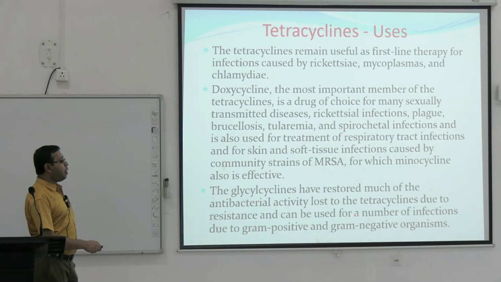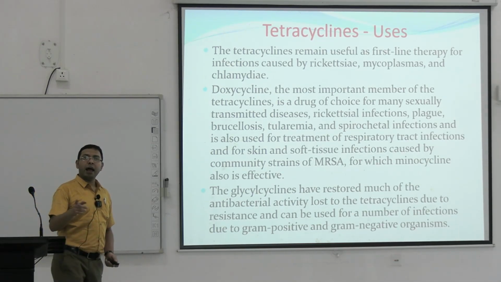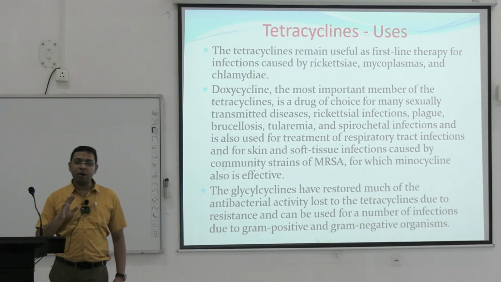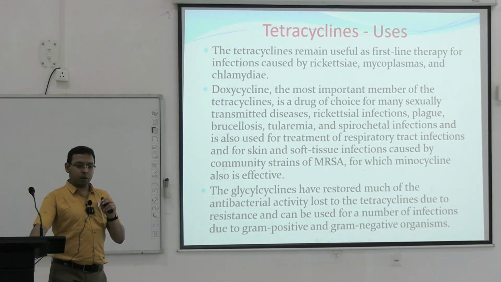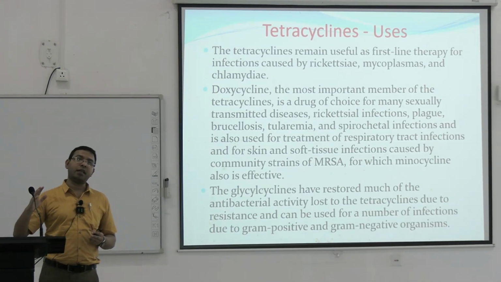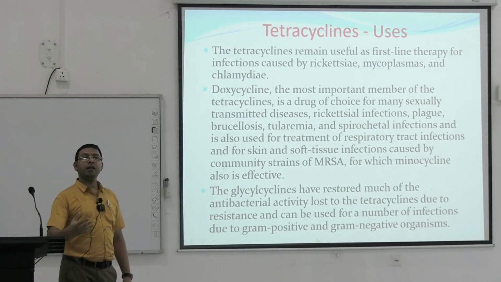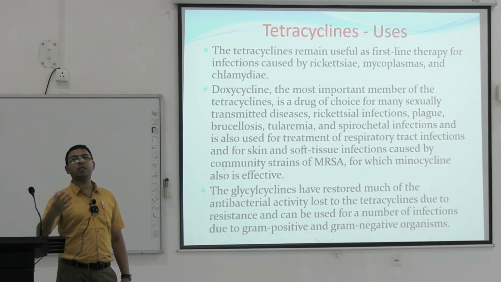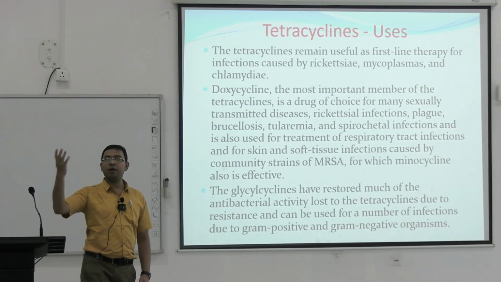Resistance, and can be used for a number of infections due to gram-positive and gram-negative organisms. Glycylcycline is tigecycline, which we have already seen. So these newer ones have the advantage, since for many decades we were not using the tetracyclines because of resistance. Now the newer tetracyclines show very good activity against different types of bacteria. But again, if we use them continuously, resistance can develop again.